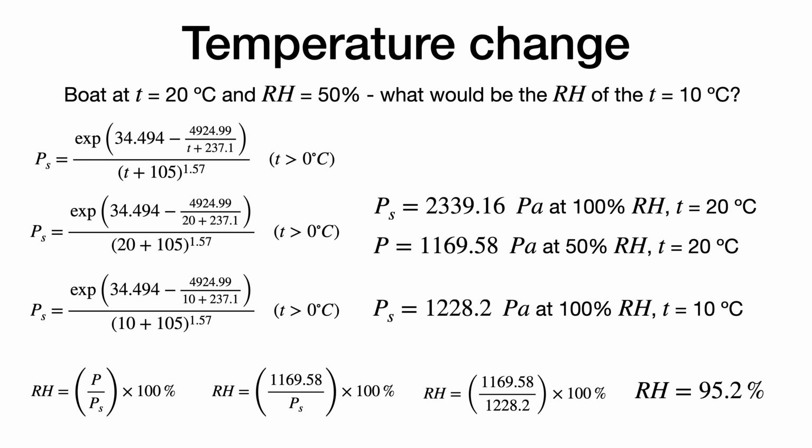So basically, as the boat is cooled down overnight, going from 20 degrees centigrade down to 10 degrees centigrade, the relative humidity on board will increase from 50% to 95%. There's been absolutely no change in the total amount of water in the air, but the relative humidity has changed because the air can hold less water.